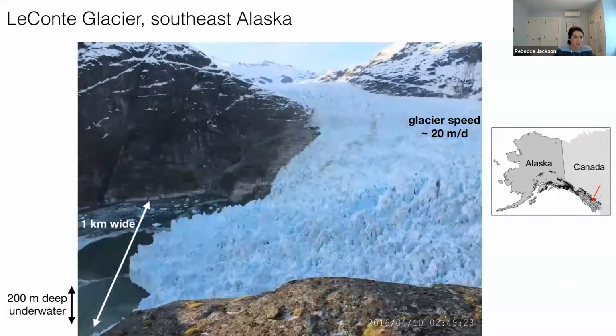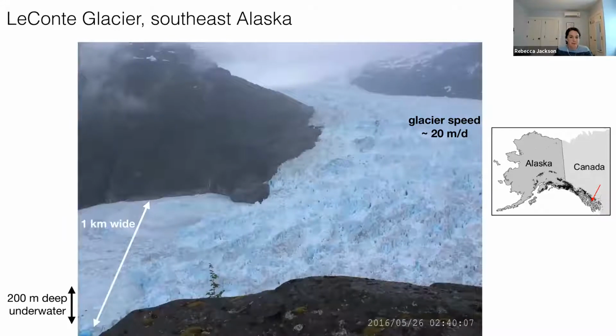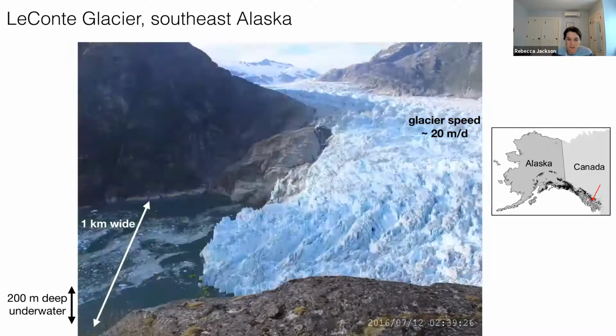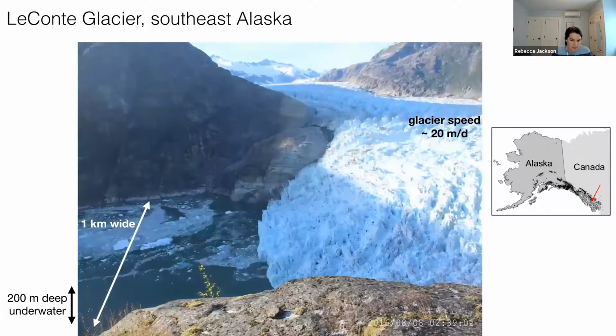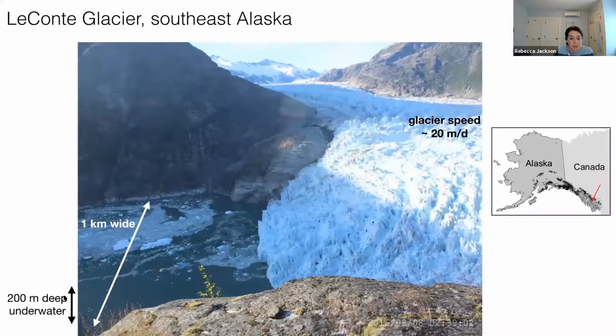Okay, so we're going to focus on LeConte Glacier, which is in Southeast Alaska. It's somewhat similar to the tidewater glaciers in Greenland and elsewhere, although it is smaller scale. It's about 1 kilometer wide and 200 meters deep. It's much more accessible than a lot of glaciers in Greenland, so it's a nice geophysical laboratory to do really intensive surveying right near the ocean ice boundary.